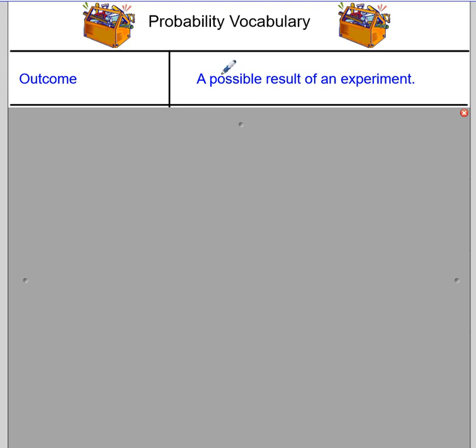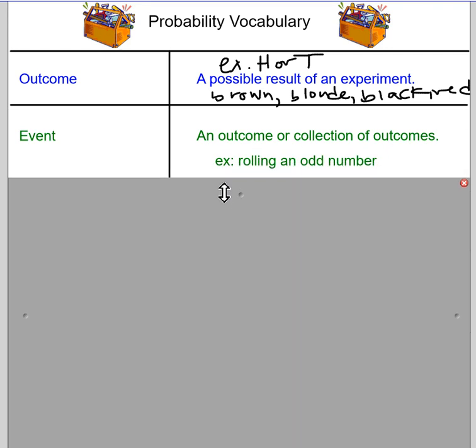So for example, if I'm flipping a coin, my possible results could be either heads or tails, right? If I'm picking a person out of a classroom and looking for hair color, I could have someone with brown hair, blonde hair, black hair, red hair, etc., right? Okay, if I'm rolling a die, my outcomes could be 1, 2, 3, 4, 5, or 6.